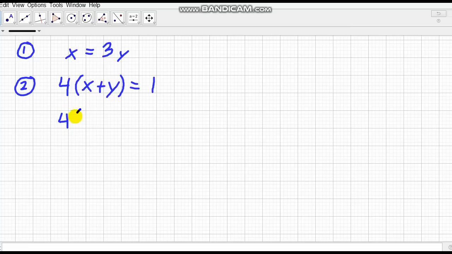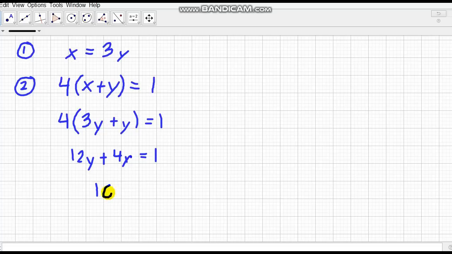Therefore, we have 4 times 3y plus y is equal to 1. Distribute the 4, it will become 12y plus 4 times y, 4y, is equal to 1. 12y plus 4y would be 16y equals 1, or y is equal to 1 over 16. If we go back to our given, we know that y represents Christine's rate. Therefore, this means she can finish the job in 16 days.